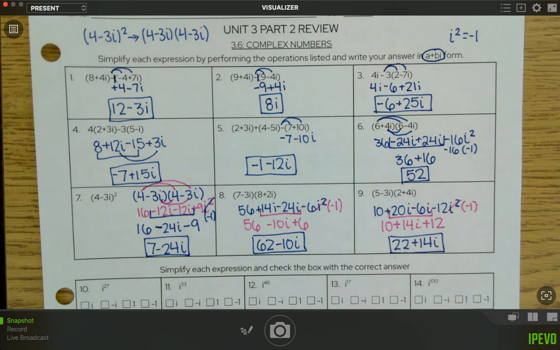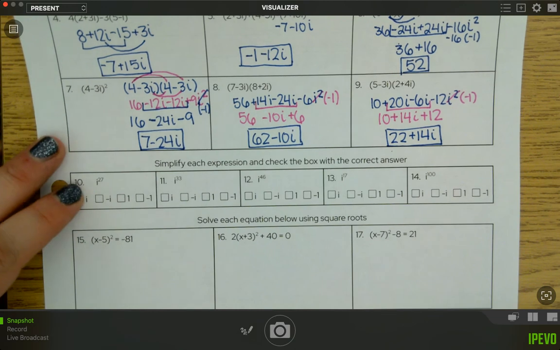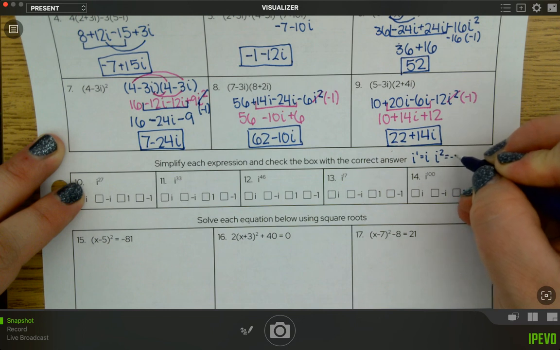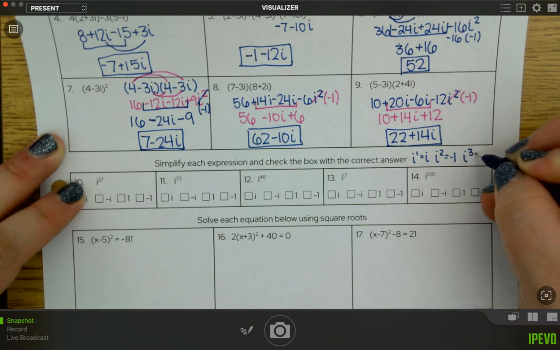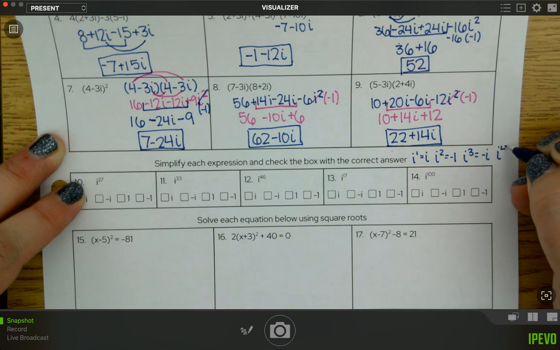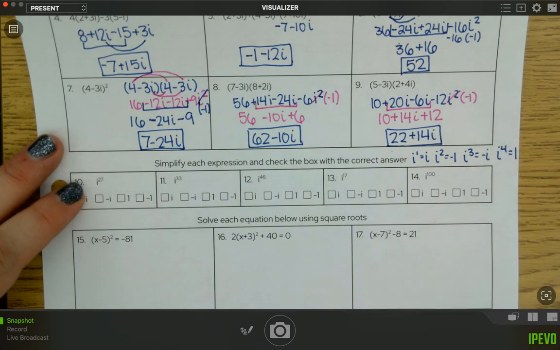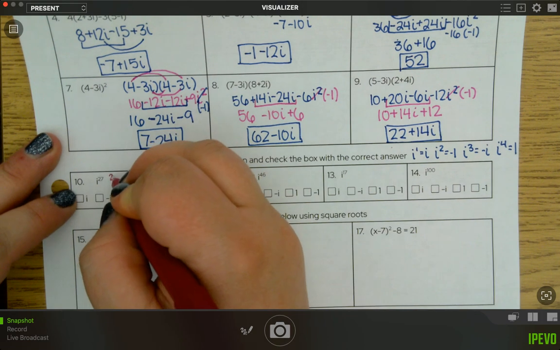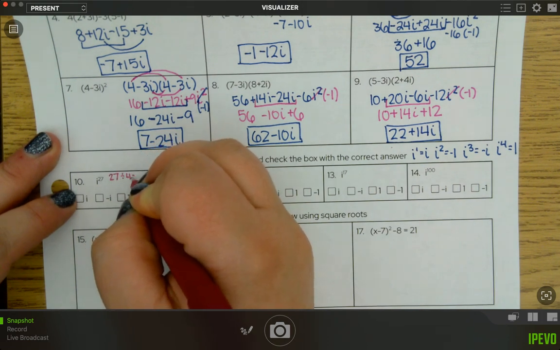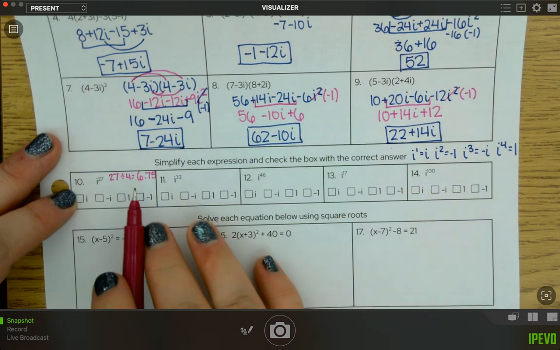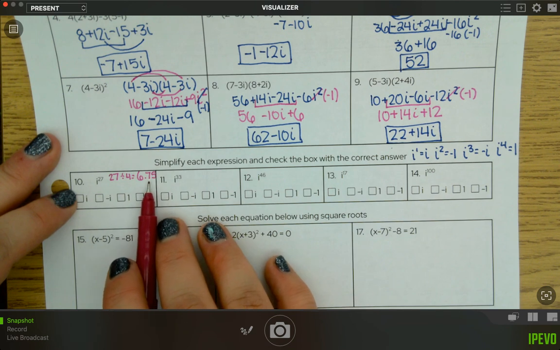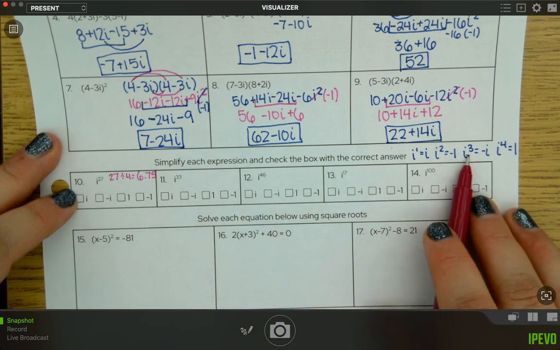All right. Simplifying each expression. i to the first is just i, i squared is negative 1, i to the third is negative i, and i to the fourth is 1. Again, maybe a good thing to put down on your note card. Then, what you're going to do is figure out which part of the pattern this is. So if I divide 27 by 4, I'm going to get 6.75, which means it goes in 6 times with a remainder of 3/4, or 3. So it's the same thing as i to the third, which is negative i.